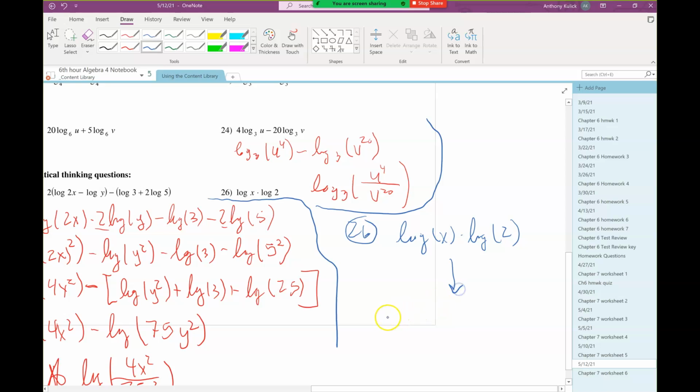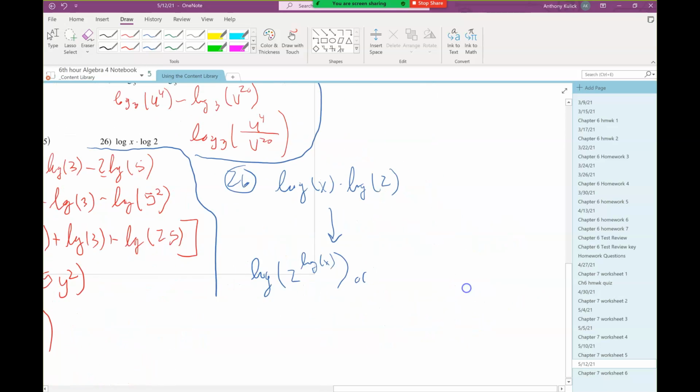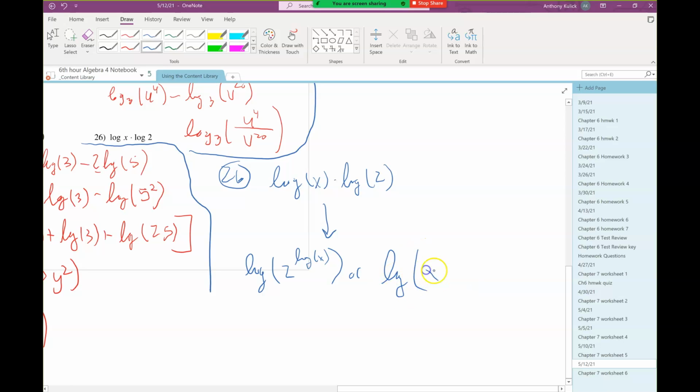So either I would do this, or we would do this, right? It's ambiguous as to which one you would do. Both are correct. I think this one would likely be the more useful if you were going on later to do something, because having a number in your exponent is easier to deal with than having the variable up in there, but that's it.